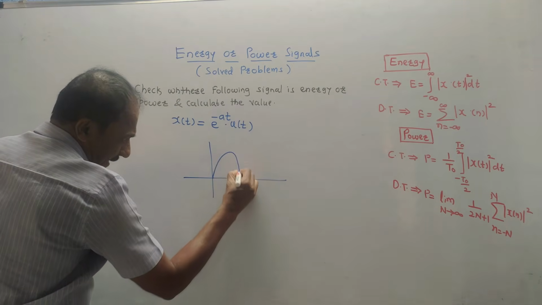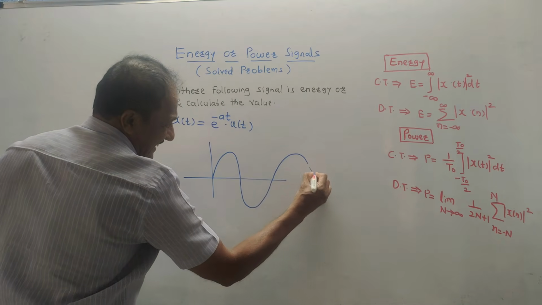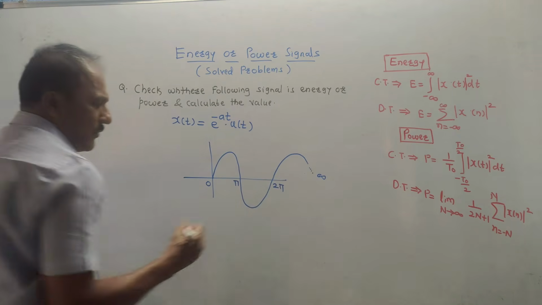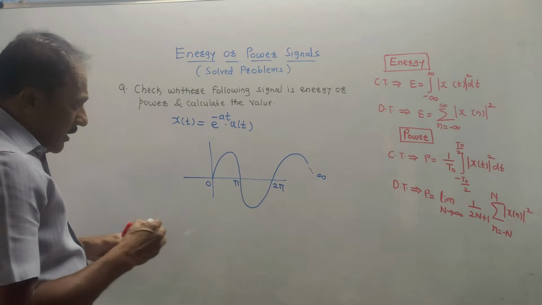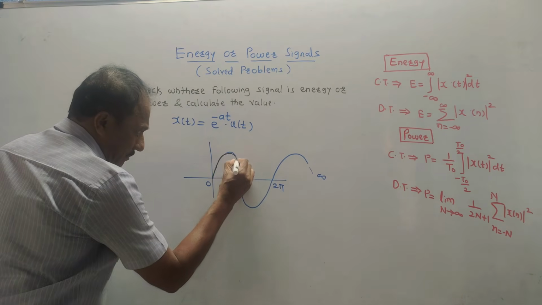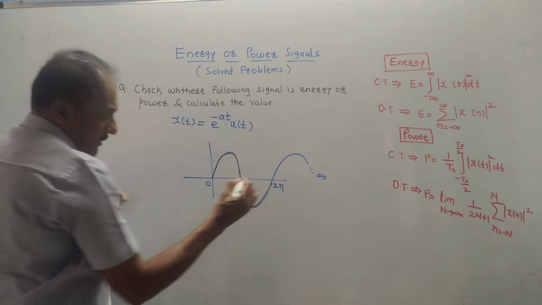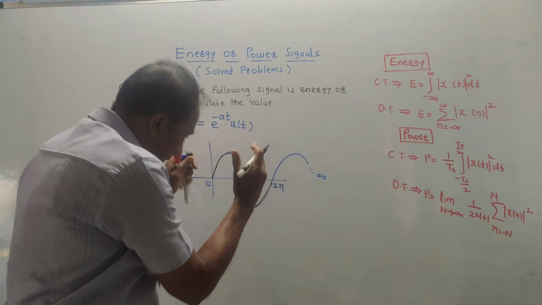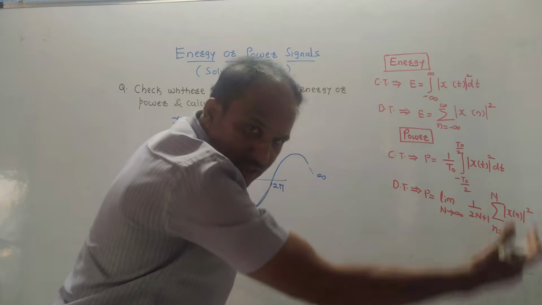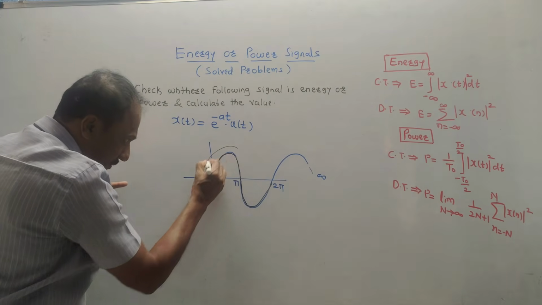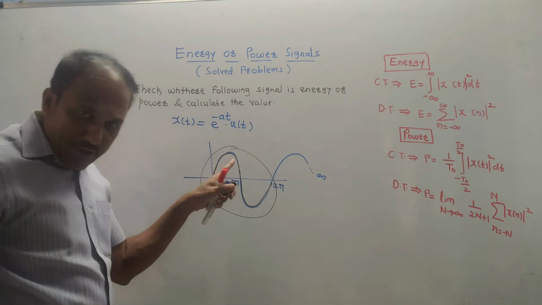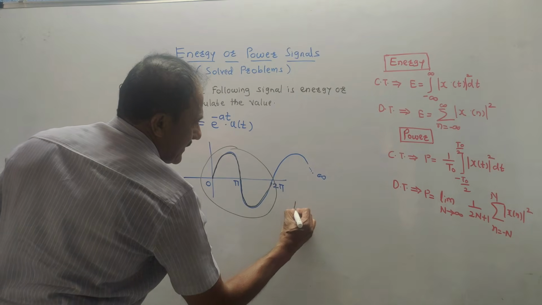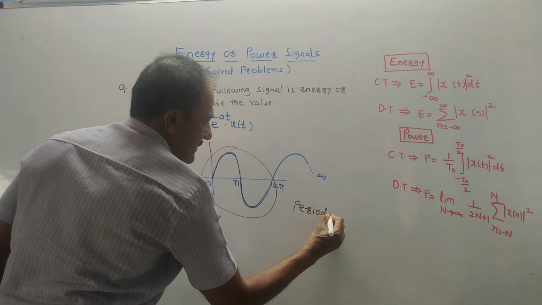If I draw the diagram of a sine wave like this, it continues till infinity. I will write a few readings: 0, pi, 2 pi. In a sine wave, 0 to pi is the positive half cycle, and pi to 2 pi is the negative half cycle. A combination of positive and negative half cycle is a complete sine wave. This sine wave starts from 0 and goes till infinity, but we can easily say this part, 0 to 2 pi, a combination of positive and negative half wave, repeats itself. Such signals are called periodic signals.